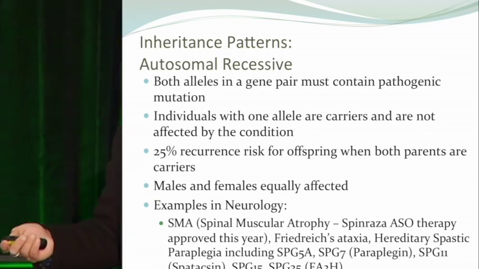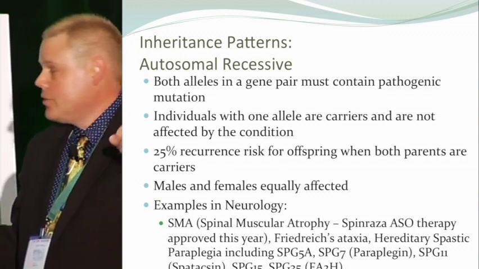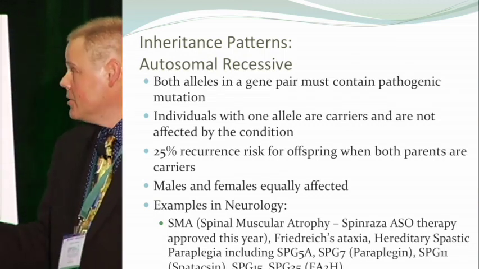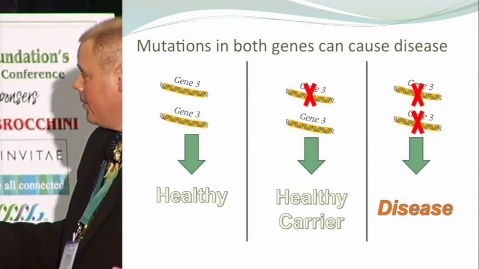SPG35, FA2H, I actually saw that out on the question board, so I wanted to make sure that made it on the slide. Those are examples of autosomal recessive conditions. Now, I just went through this, so this should look pretty familiar.